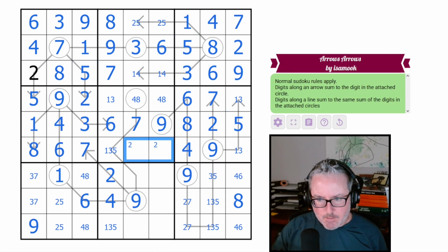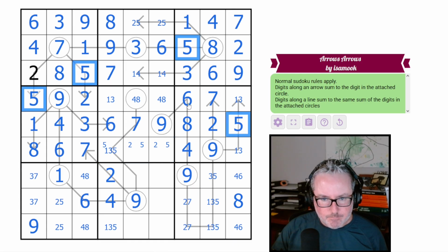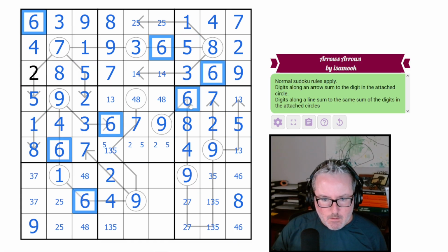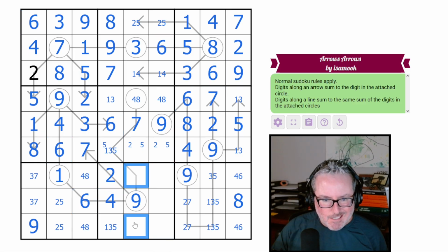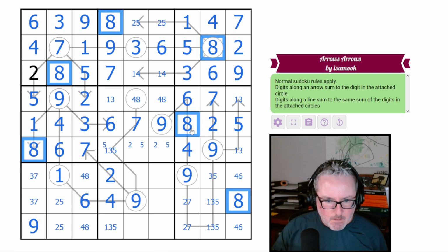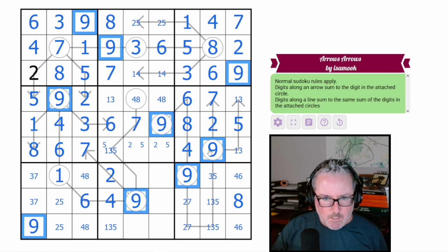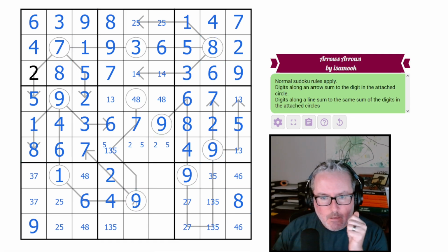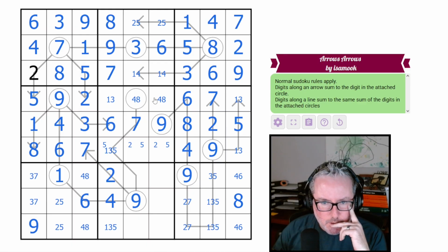One of these is a 5. It's not really all that helpful. One of these will be a 6. Again, not all that helpful. One of these is a 7. Nothing there of use that I can see. And then the 8s. Don't think so. 9s are done. Okay. So we're going to have to figure out one of these.